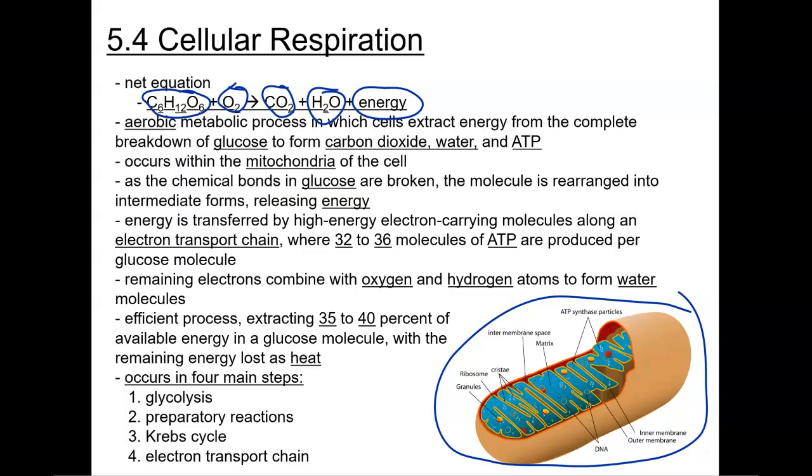The remaining electron is going to combine with oxygen and hydrogen atoms to form water molecules. This is a very efficient process. It'll extract about 35 to 40% of available energy in glucose molecules, with the remaining energy lost as heat that's being produced by these mitochondria. So it occurs in 4 main steps. First you have glycolysis, then preparatory reactions, the Krebs cycle, and lastly, the electron transport chain, which gives you your most ATPs.